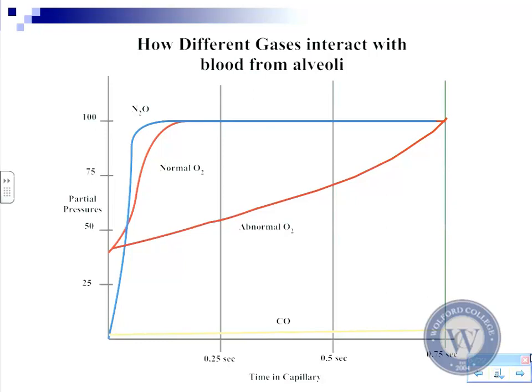But if you have a problem with diffusion capacity of any kind, what ends up happening is that under rest, you're okay. You're still reaching full capacity at 0.75 seconds. But if you were to run or start moving around and your blood flow increases in your lung, and now you're down to 0.25, now your partial pressures of oxygen drop down to around 60. What's your saturation going to fall at that point?